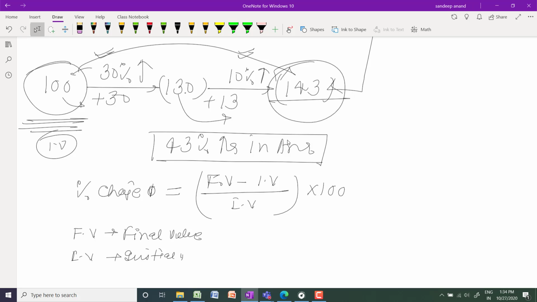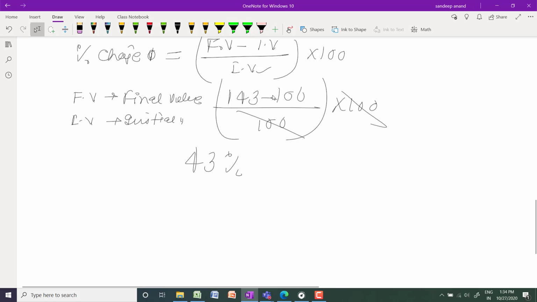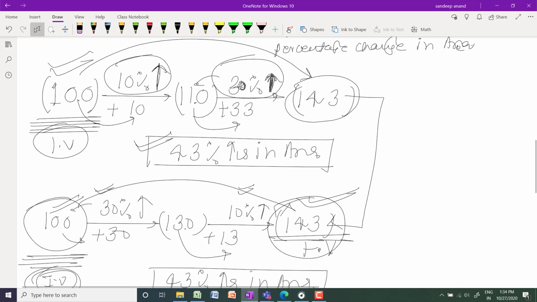So this 143 is my FV, final value. This 100 is my IV, initial value. Now put all these values over here, what will you get? Final value 143 minus initial value 100, divided by initial value 100, and this whole multiplied by 100. So 100 is gone, 143 minus 100 means you will get 43%. Actually this is the method to find this value. But why am I subtracting directly here? Because 100 is my base, so with respect to 100, if you calculate any value, it will give you the same result.